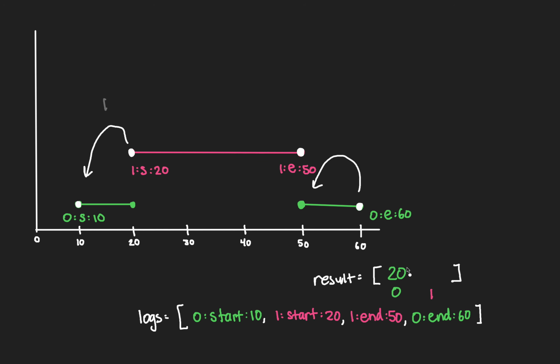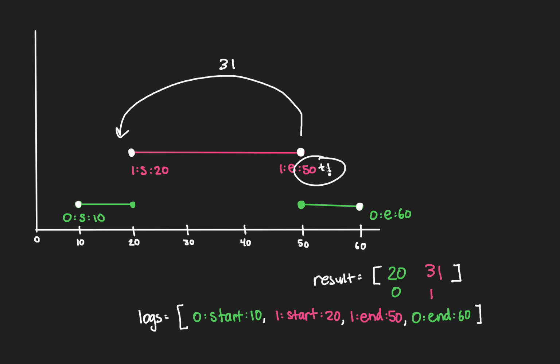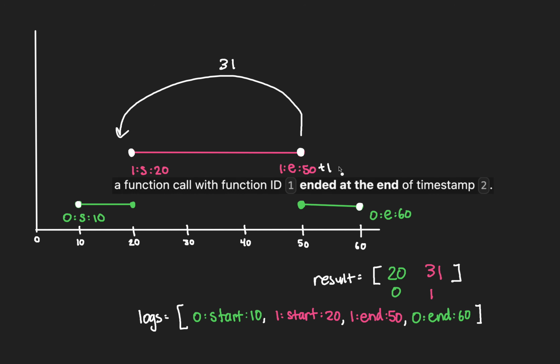For function 1, it's 31, because the time that the function ended at, 51, minus the time it started at, 20, is 31. And no, I did not misspeak. This is part of the requirements: when we're told that a function ends at a given timestamp, it means it ends at the timestamp plus 1. For proof, check out this terrible requirement. The timestamp ends at the end of its timestamp. I hate it. I hate everything about it, but that's how it be sometimes.